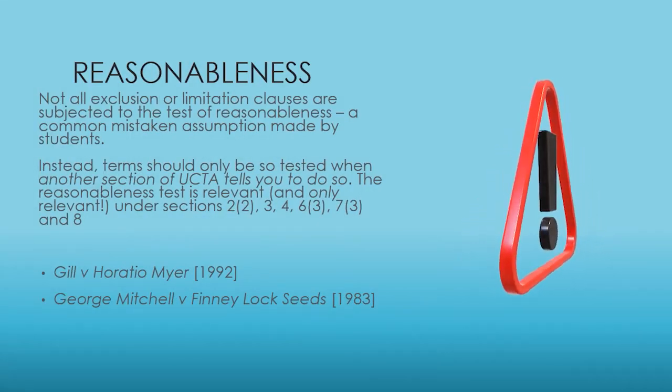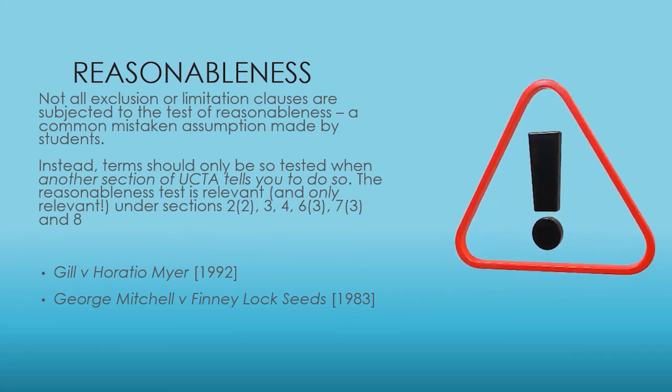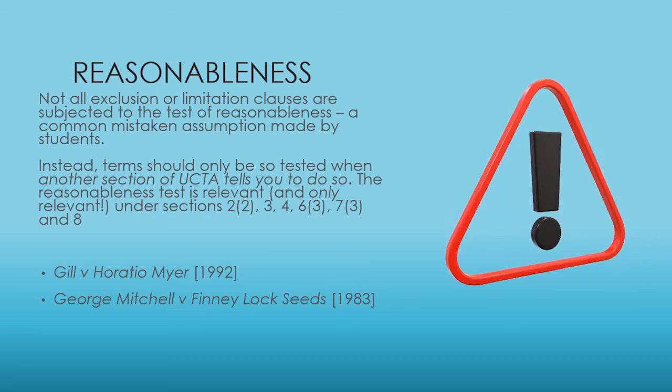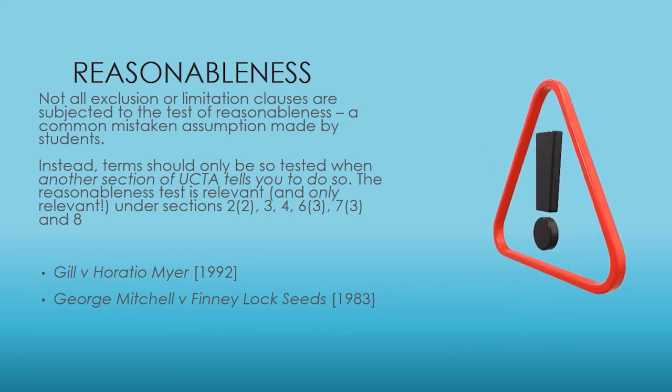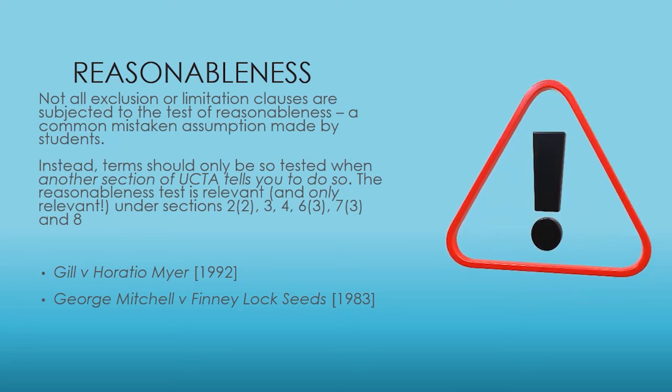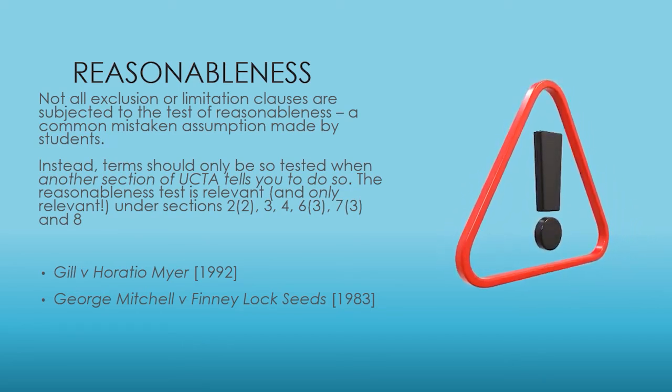The meaning of reasonableness is something that requires our particular attention. Not all exclusion or limitation clauses are subjected to this test of reasonableness. A common mistaken assumption is made by students that they have to do this every time. Instead, terms should only be tested when another section of UCTA tells you to do so. This reasonableness test is relevant and only relevant under Sections 2.2, 3, 4, 6, 7, and 8. Reasonableness is defined in Section 11, and in some cases, Schedule 2 may also give guidance.